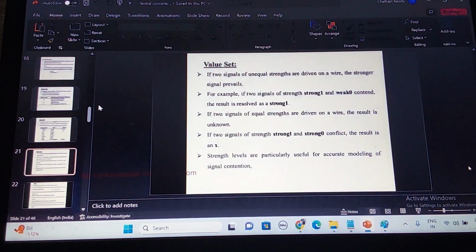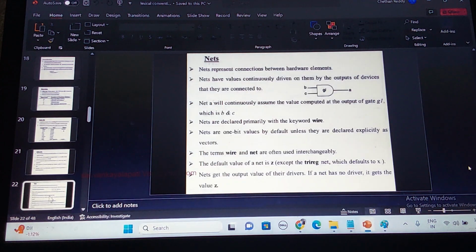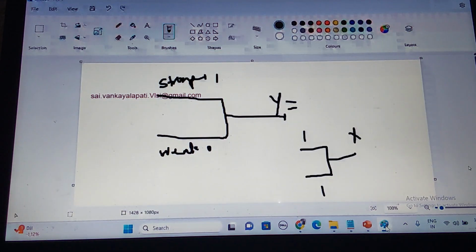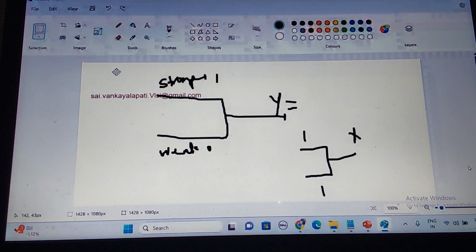Now let us start with what nets are in Verilog, and what a net and a reg, a register, are in Verilog. A net represents a connection between hardware units. What do we mean by a net in Verilog? It is nothing but a connection between two hardware units. Let us take an example.